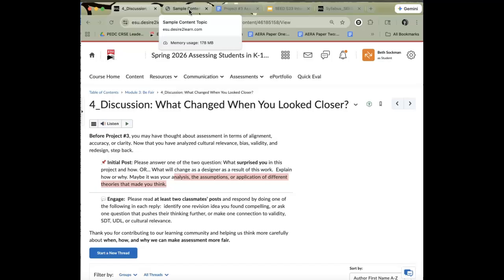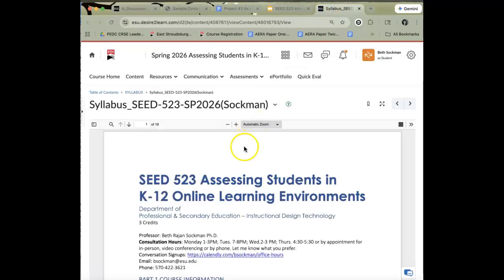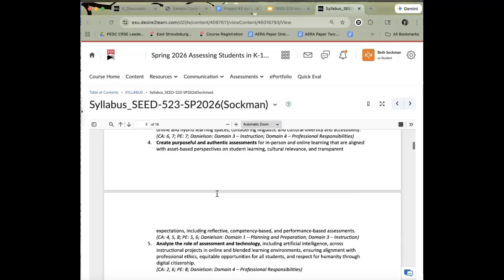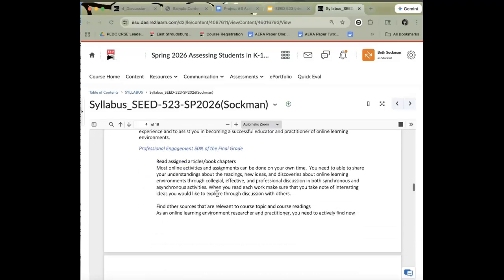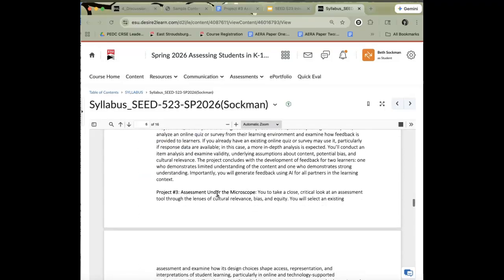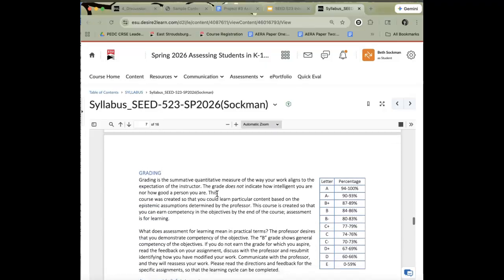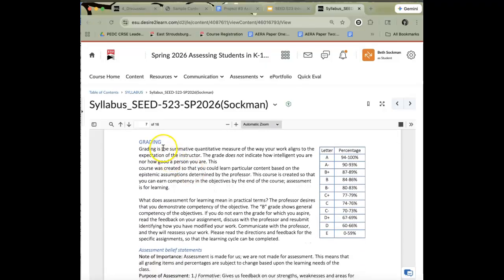I do want you to know that this is something I take very seriously. So if you were to read the whole syllabus, I know it takes a while to read the whole syllabus, but in here, when it talks about grading, let me see if I can find it. Oh, here, right in here. It says, grading is the summative quantitative measure of the way your work aligns to the expectations of the instructor. The grade does not indicate how intelligent you are, nor how good a person you are.